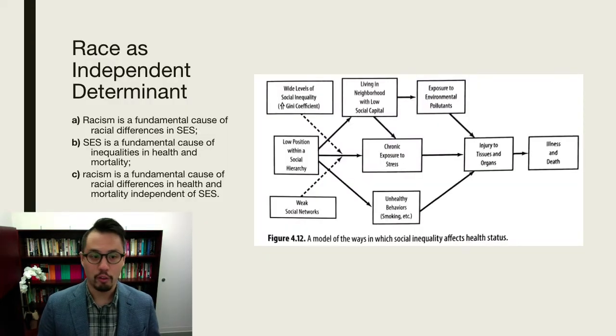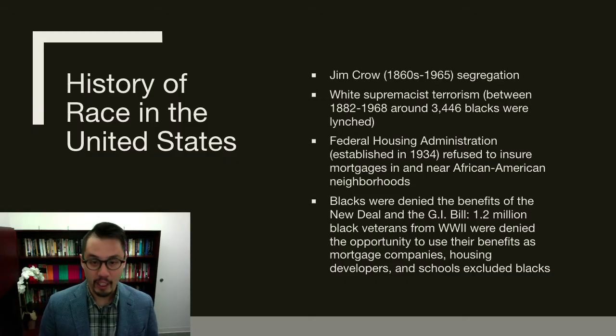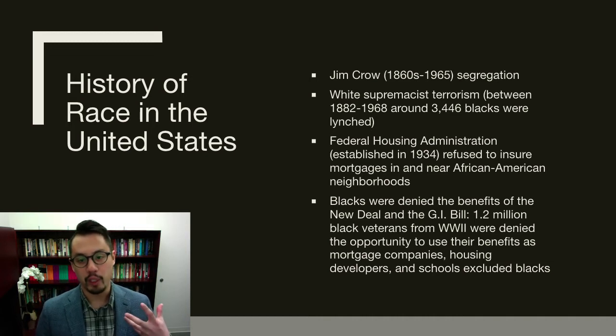So from what we've seen so far, it seems clear that race has an independent relationship to health, and some scholars such as Phelan and Link propose that racism is a fundamental cause of racial differences in socioeconomic status. And then socioeconomic status is a fundamental cause of inequalities in health and mortality. And thus, racism is a fundamental cause of racial differences in health and mortality independent of socioeconomic status. We have already seen the causal relationships or mechanisms that relate socioeconomic status to health.